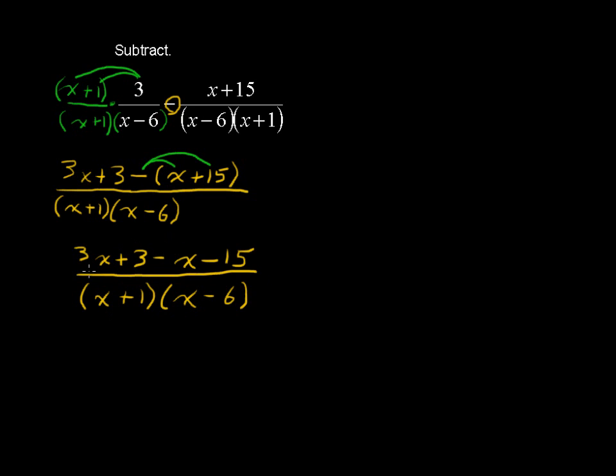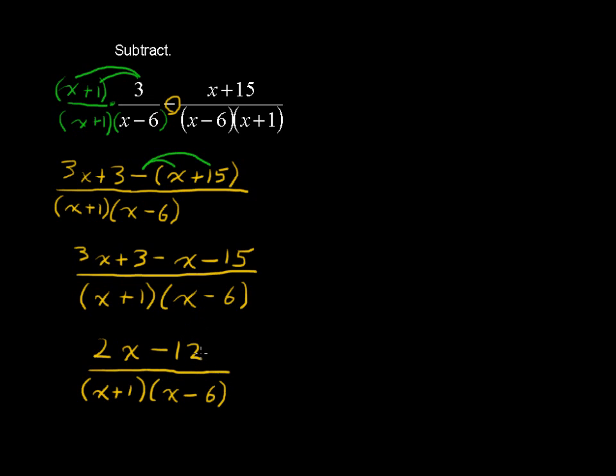Now let's combine some like terms. So 3x minus x gives us 2x, and positive 3 minus 15 gives you negative 12, all over that common denominator of x plus 1 times x minus 6. Notice that I did not multiply those factors in the denominator, and I'll show you why right now.